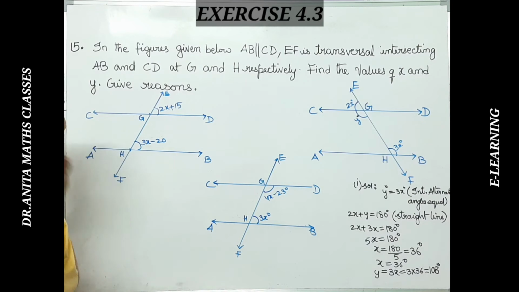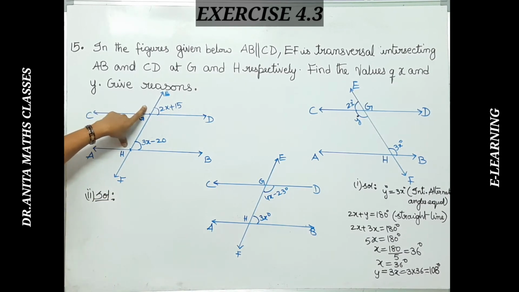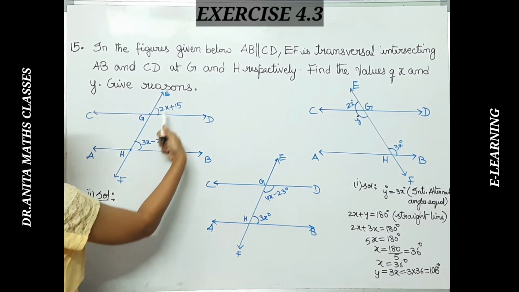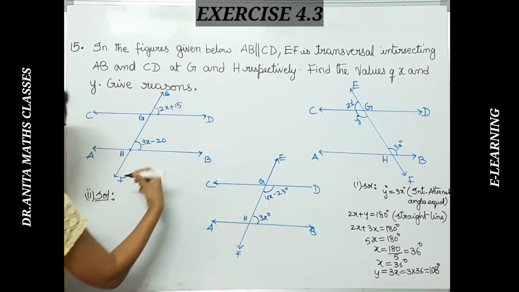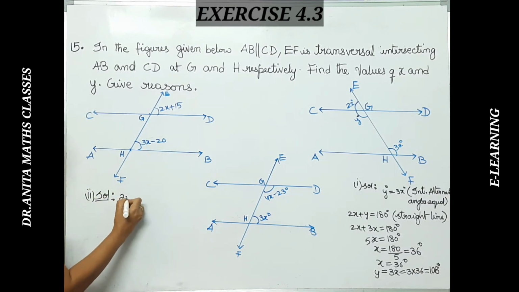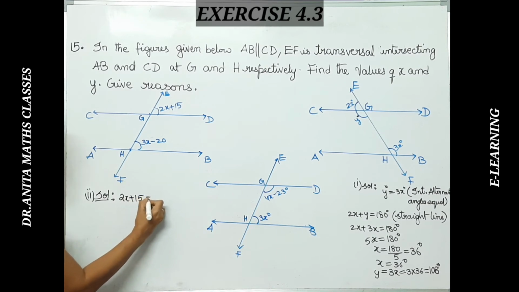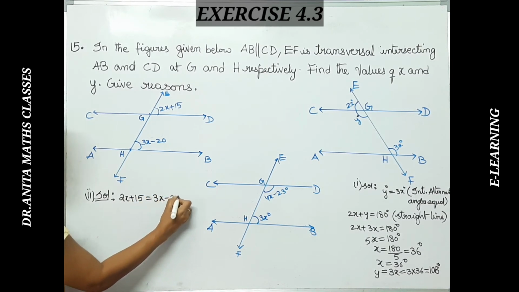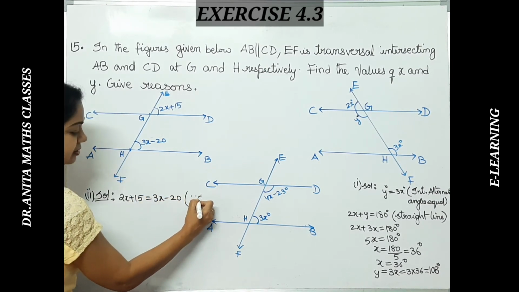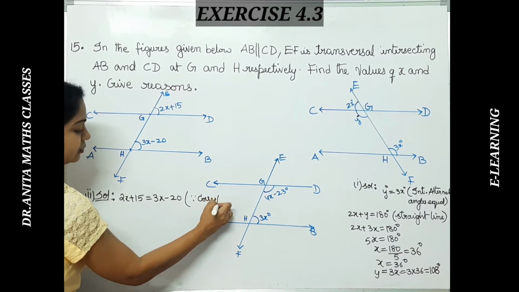Now moving on to the second diagram solution. The same thing: these two are parallel, EF is the transversal, and if you see this angle and this angle, these two are corresponding angles. So corresponding angles are equal: 2x plus 15 equals 3x minus 20.